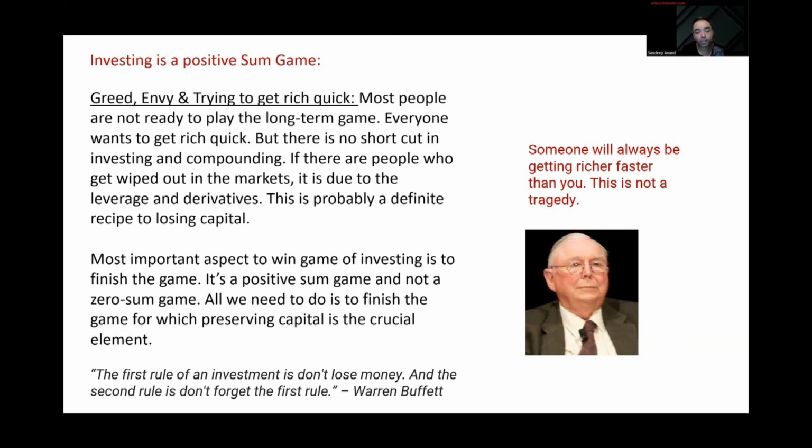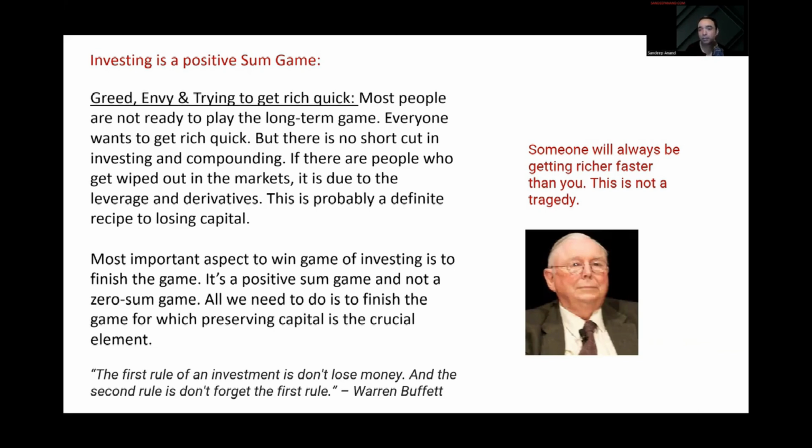The most important aspect to win the game of investing, and my course name, as you know, is to finish the game. I had covered this already. It's a positive sum game. Investing is a positive sum game. It's not a zero sum game where only a few people win. No, everyone can win in the markets if you can finish the game, because your target is 20 years, 30 years of investing period. If we are able to achieve 18, 20, 22% compounding, that's sufficient. That's what Buffett also did.